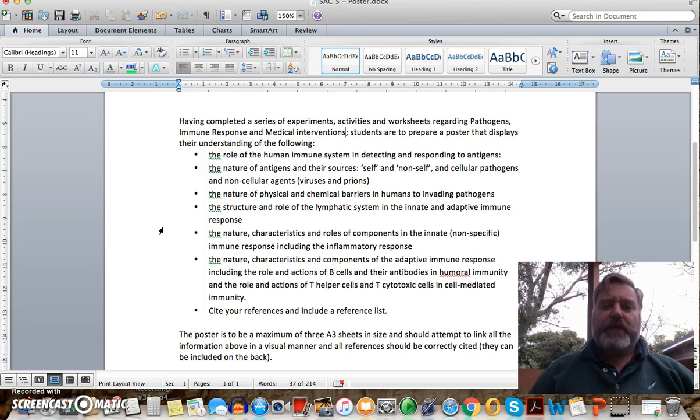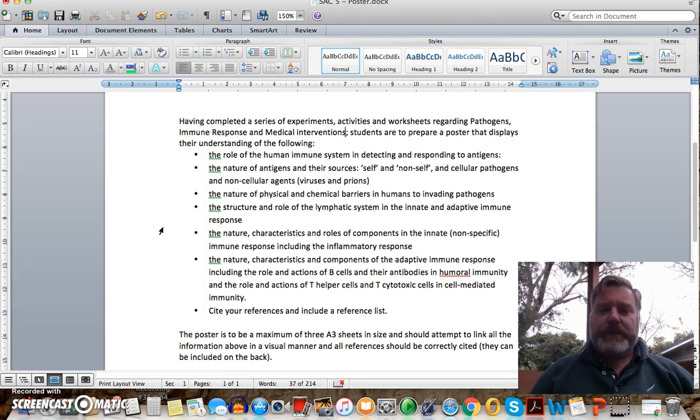So you need to understand the role of the human immune system and the way it goes about detecting and responding to antigens. So again, this is a case study of signal transduction. The nature of antigens themselves, antigens being antibody generators. This idea of self and non-self. The idea that pathogens can be cellular or non-cellular, in the case of viruses, prions and viroids. The nature of physical and chemical barriers, so that first non-specific line of defense against pathogens.